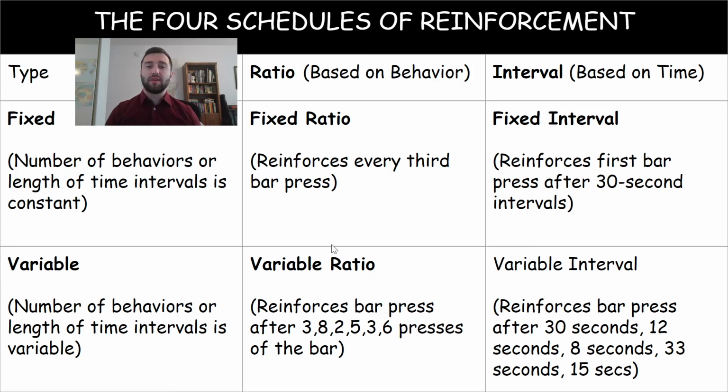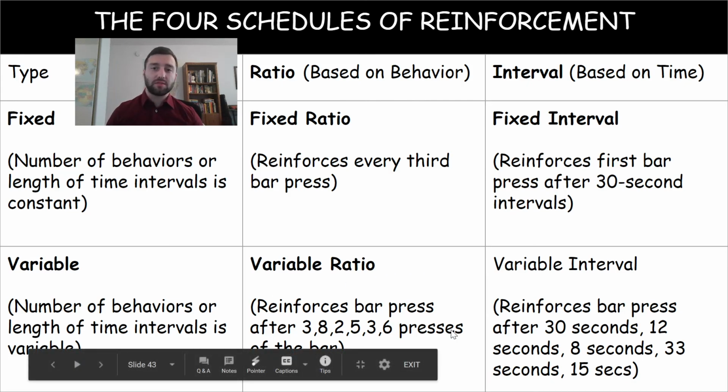Variable ratio means that it's still about how many times you push the bar or how many times you do the behavior, but it's random. You don't know how many times before your next reward. Variable interval is time, right? You don't know when the next reward will come, but doing the behavior more doesn't speed it up.